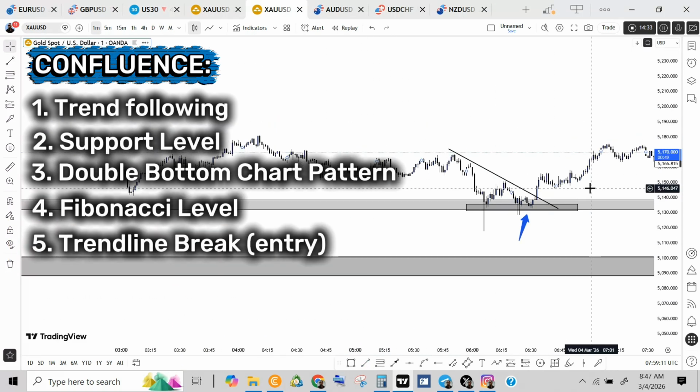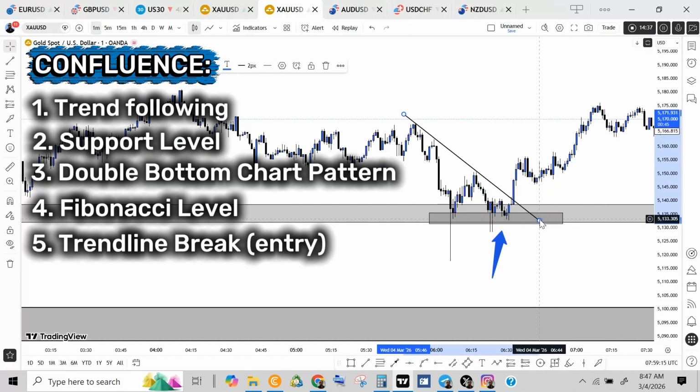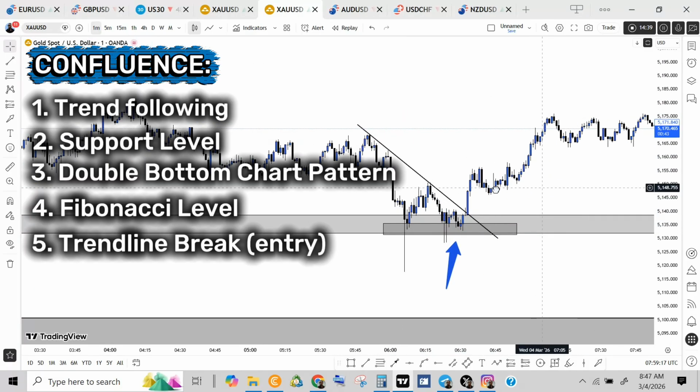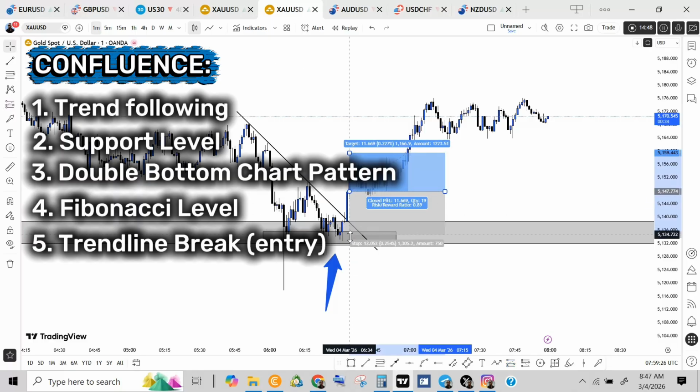Look at this trend line break, guys. Price just breaks the trend line with a powerful candlestick. What is the next thing you do? You enter just like this. Put your TP in here, put your SL here, and you write it.